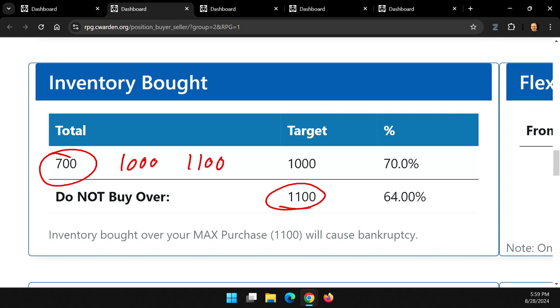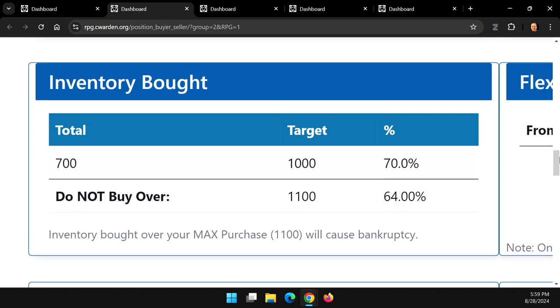So they are 70% of their original target and 64% of their modified target. So that's okay. Is that a good thing or a bad thing? It's not a good thing or a bad thing. It's only bad if you go over, which you definitely cannot do. Of course, if you make some good deals, if you find some good opportunities to buy, then you should buy more. But you cannot go over this limit.